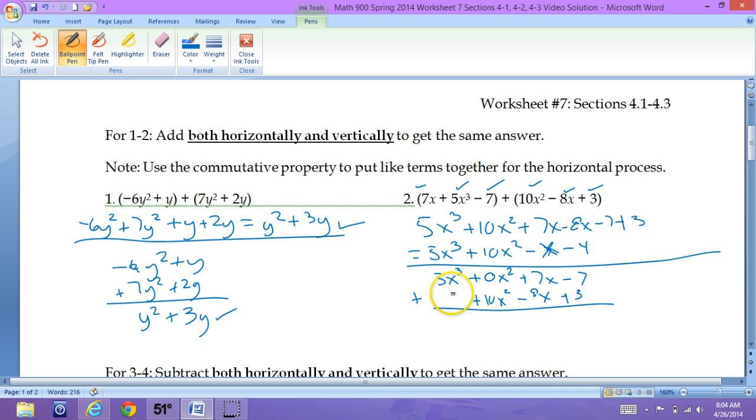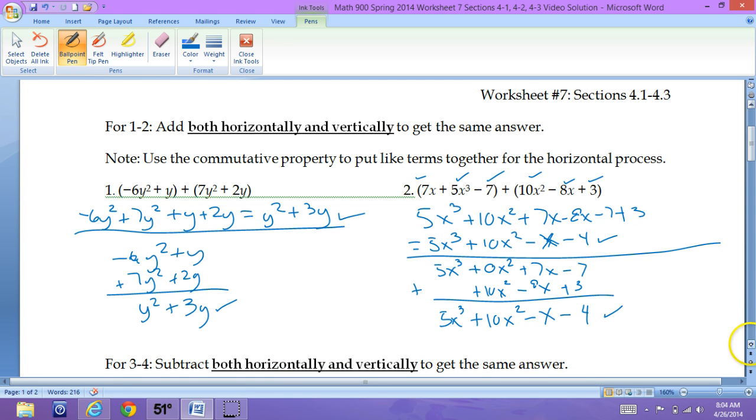So now I'm adding all of these. So 5x cubed plus nothing is 5x cubed. 0x squared plus 10x squared is plus 10x squared. Plus 7x plus a negative 8x is minus x, or plus negative x, whichever you want. And then negative 7 plus 3 is minus 4. Notice we get the same answer whichever way we do it.